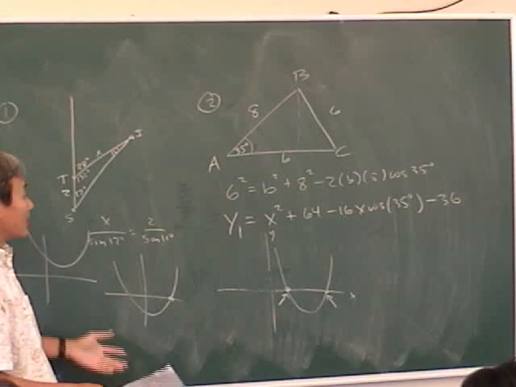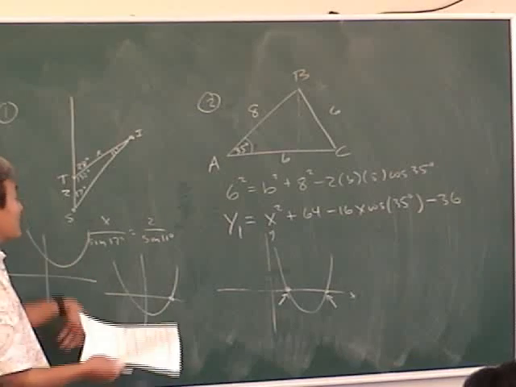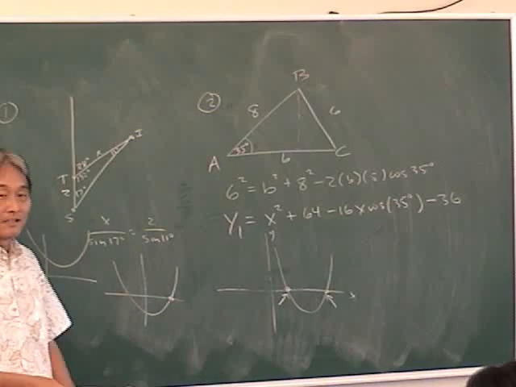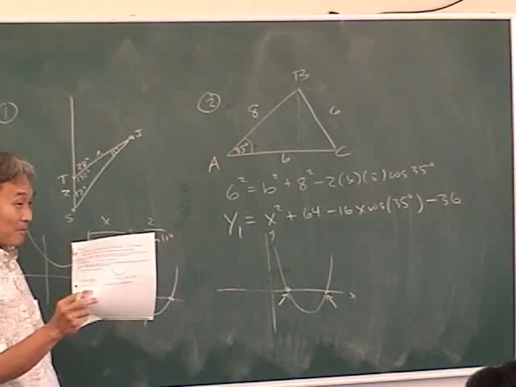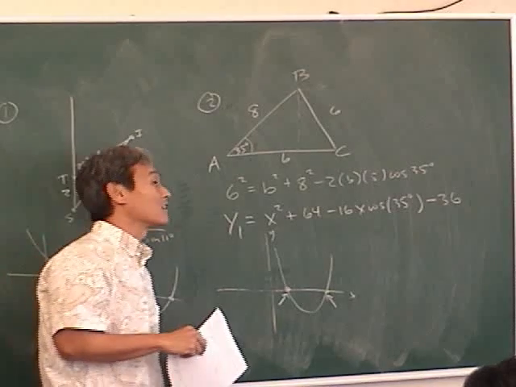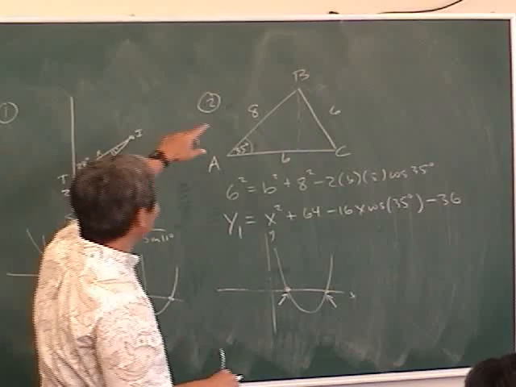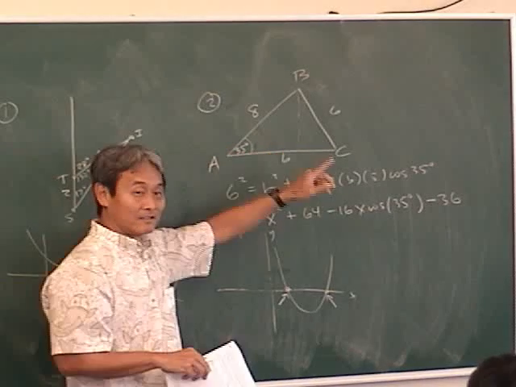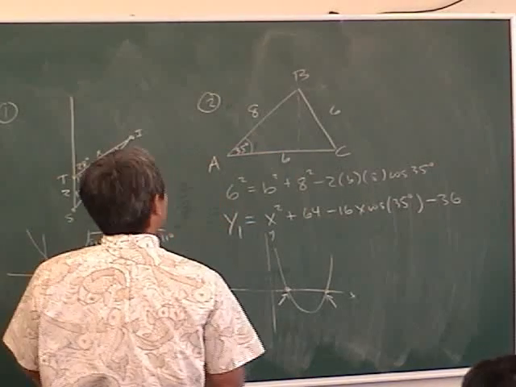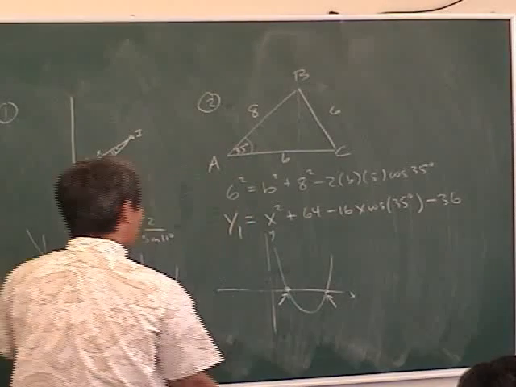See, if you use the law of cosines method, it's so easy. But you watch tomorrow. I know some of you are going to use the law of sines. All hell's going to break loose because we have an obtuse angle. Just use the law of cosines and nobody will get hurt tomorrow.